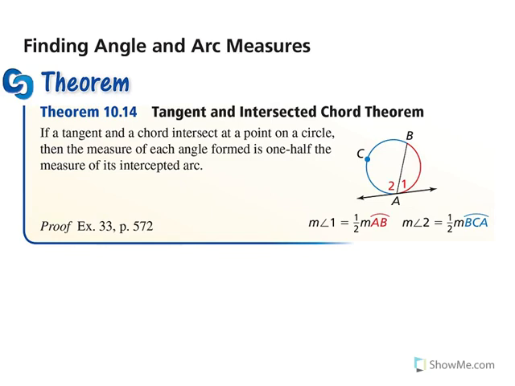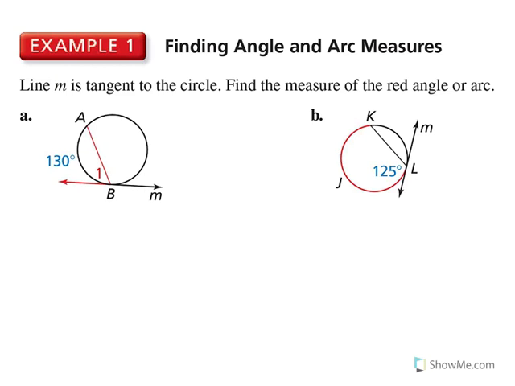If you look at angle 1 and angle 2, the vertex is right there on that circle, and so the formula is still the same. The angle is half the measure of the intercepted arc. So it works just the same. When we look at this example, it just tells us that line M is tangent to the circle. Find the measure of the red arc or angle.